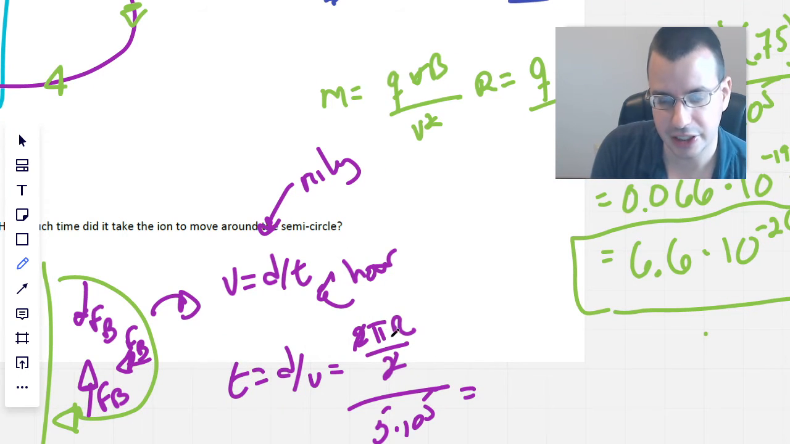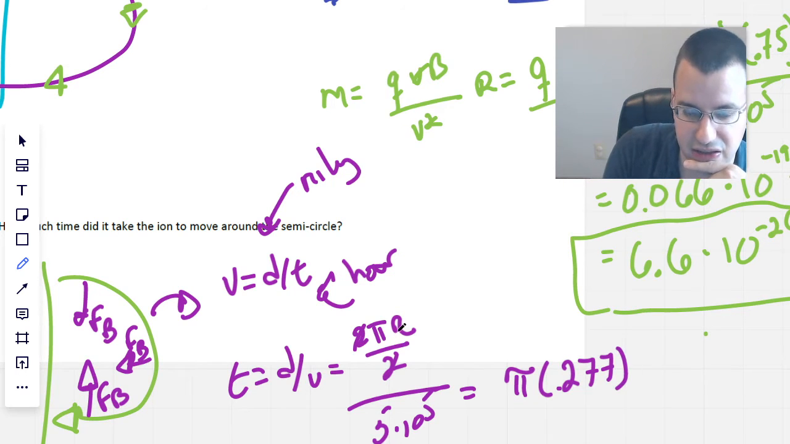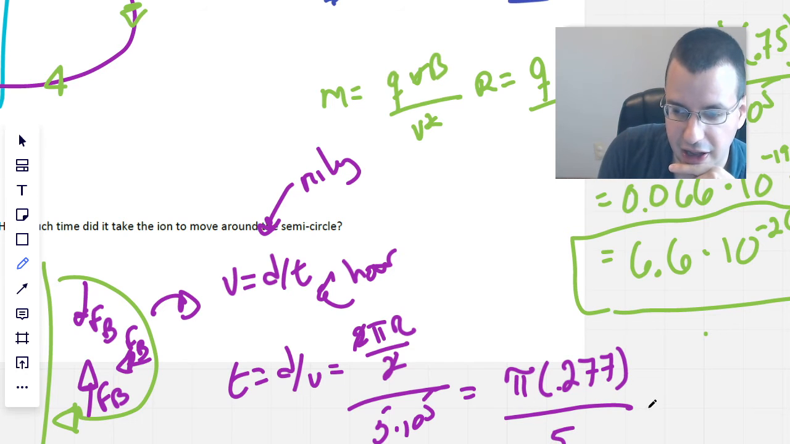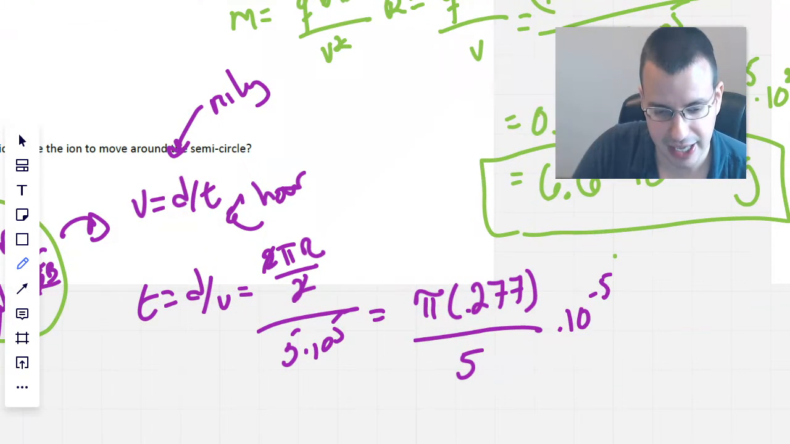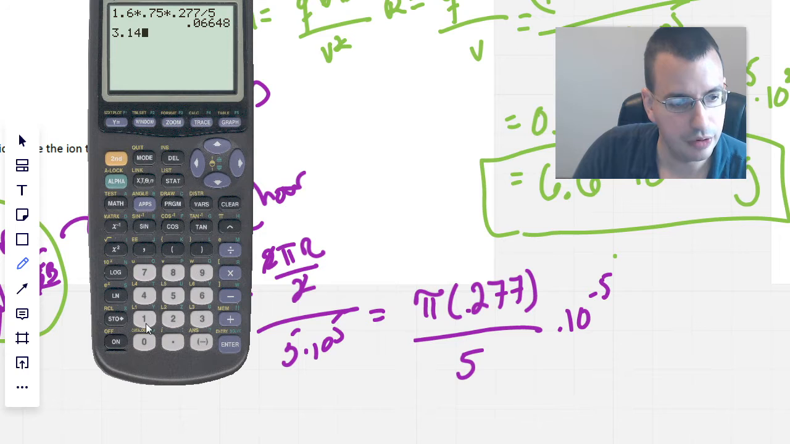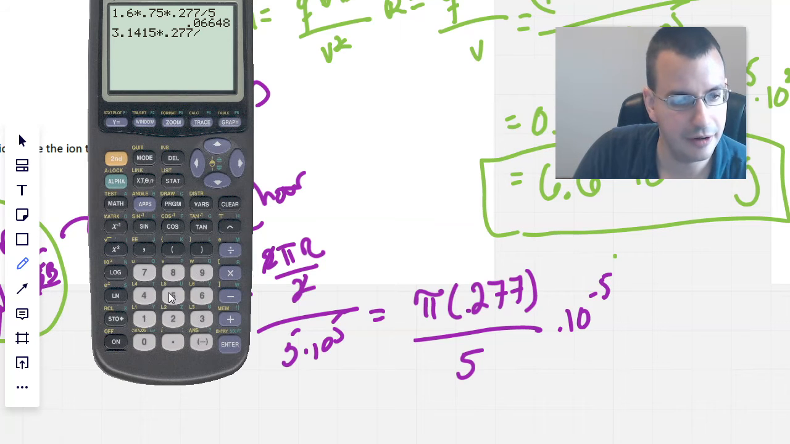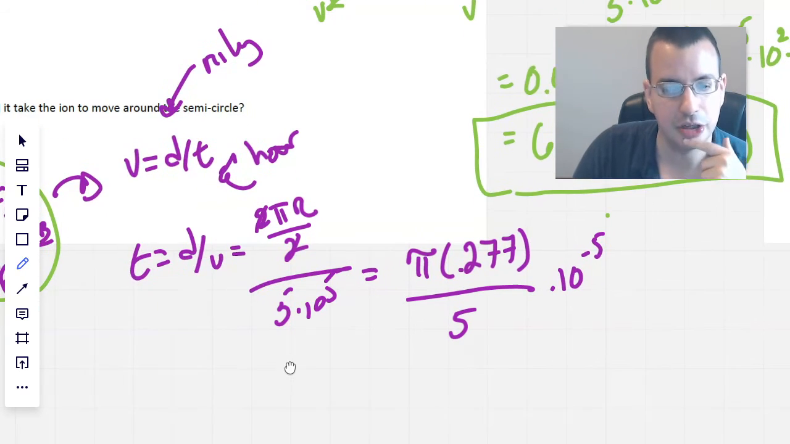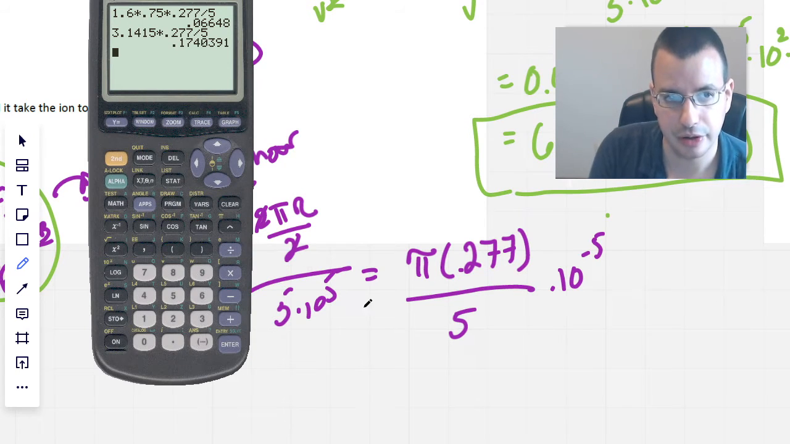And this will be 5 times 10 to the 5th. Cancel. This equals, so we have pi times 0.277 all over 5 times 10 to the negative 5th. Get the calculator. 3.1415. That's about what pi is. I know I could use the pi key. I prefer this. 0.277 divided by 5. And so we have, wait a sec, do that again. 0.174. Not too bad.